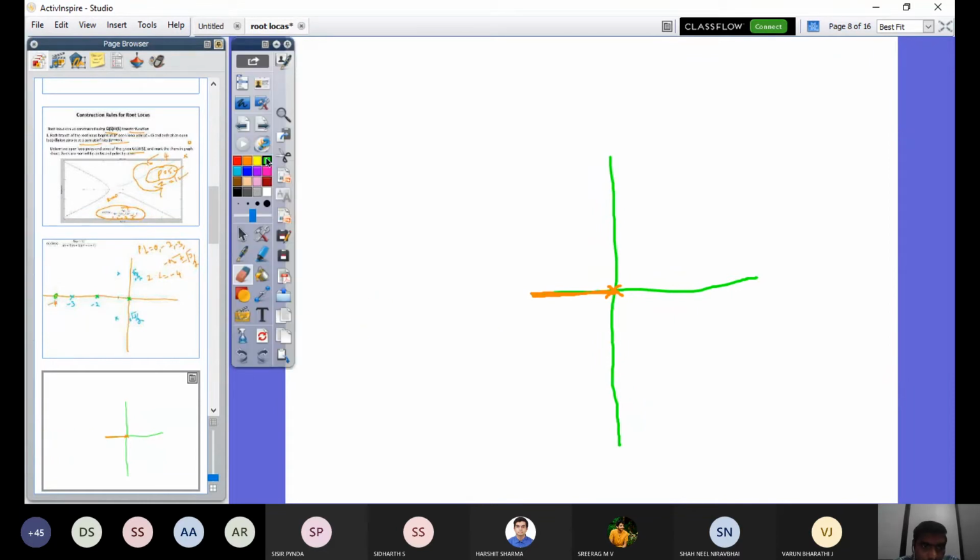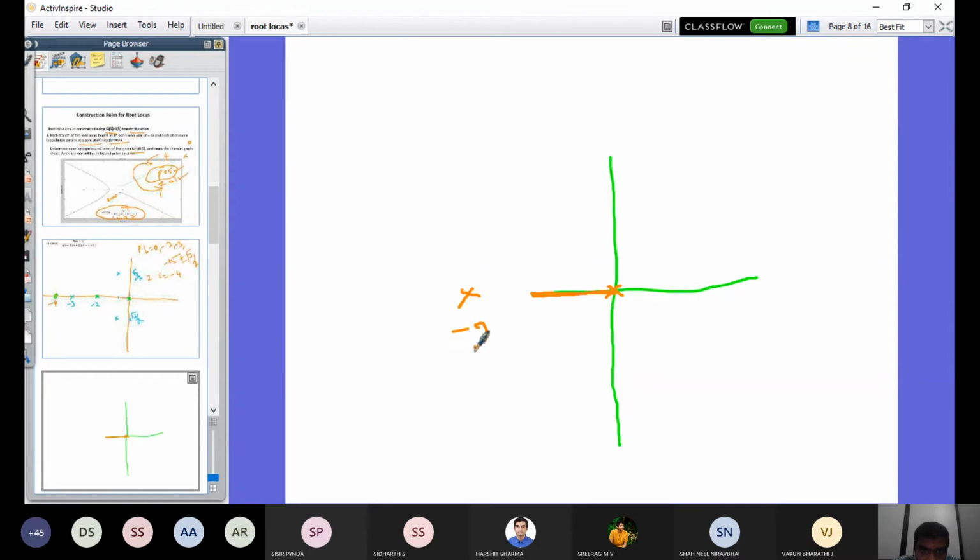Now I will mark the poles first. One pole will be at s equal to -2. Again, we have another pole at s equal to -3. And we have one zero at s equal to -4. These are all located on the real axis. Okay? Are you clear about this point? These poles are taken from the open loop control system transfer function.